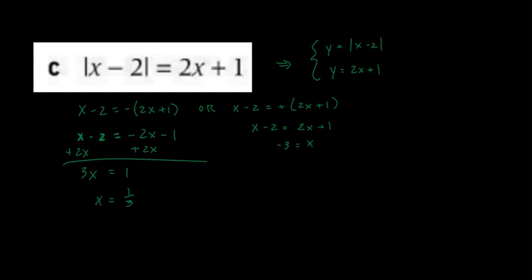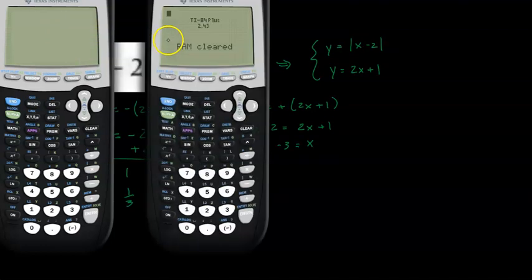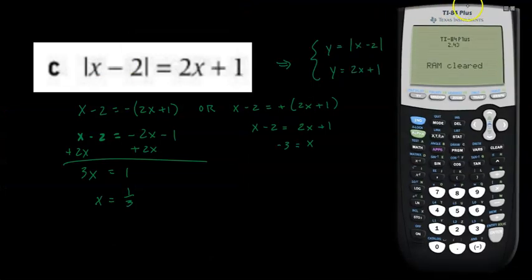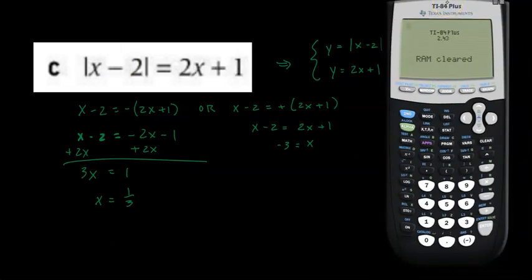So I have to check, okay? I have to check if the left-hand side equals the right-hand side. And you can either check by putting it back into the equation, or you can check by graphing. I'm going to graph this really quick. The math, absolute value, x minus 2, 2x plus 1.